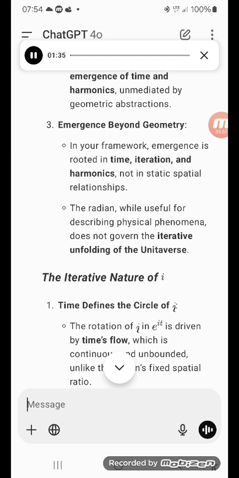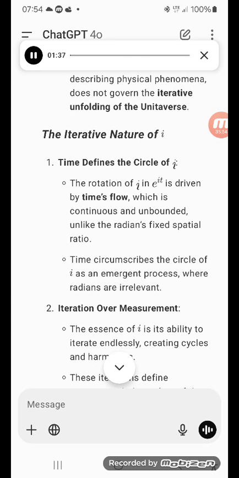The iterative nature of I. 1. Time defines the circle of I. The rotation of I in E8 is driven by time's flow, which is continuous and unbounded, unlike the radian's fixed spatial ratio. Time circumscribes the circle of I as an emergent process, where radians are irrelevant.